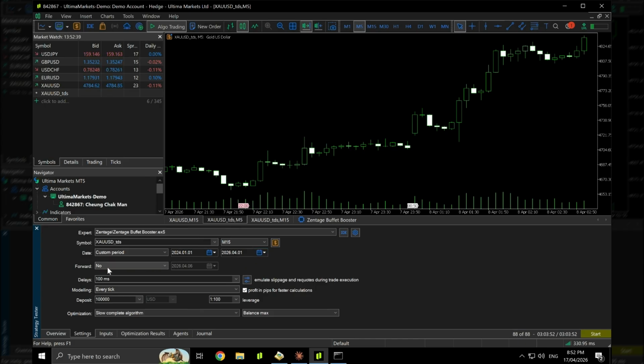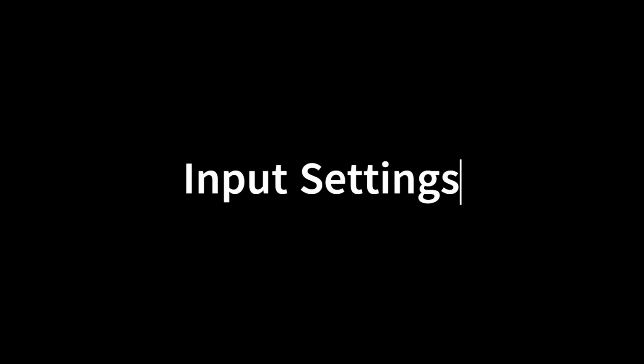Then we set the initial deposit, which I will set to $100,000. This allows us to simulate a realistic trading environment, especially for traders who are working with prop firm account sizes or larger trading accounts. Once all these parameters are configured, we can move on to the optimization settings and then start running the optimization to discover which strategy combinations perform best.